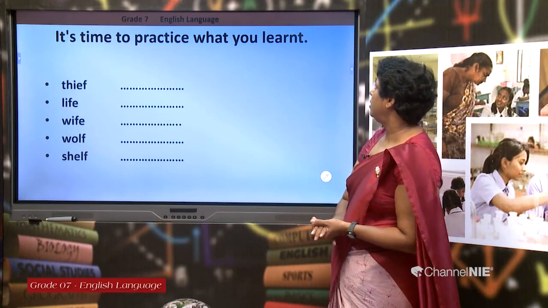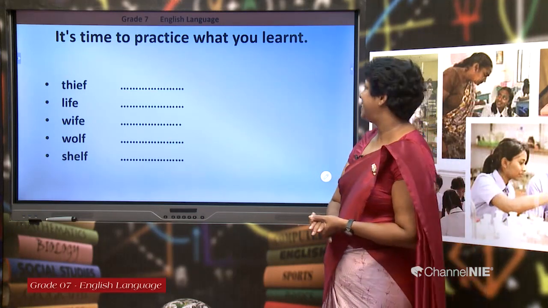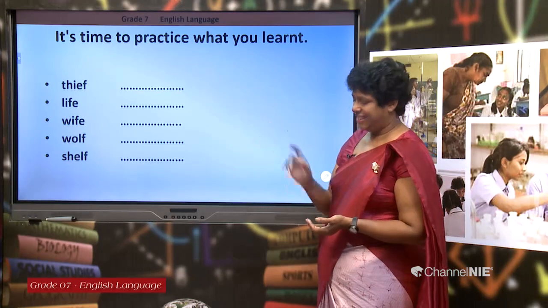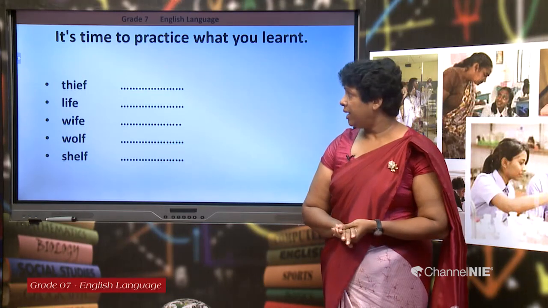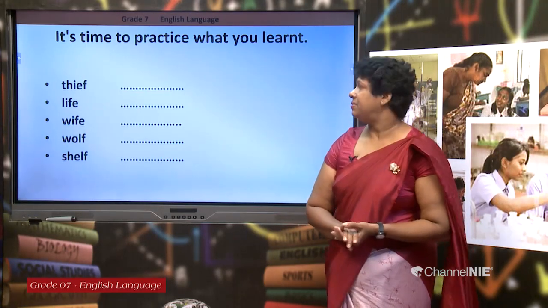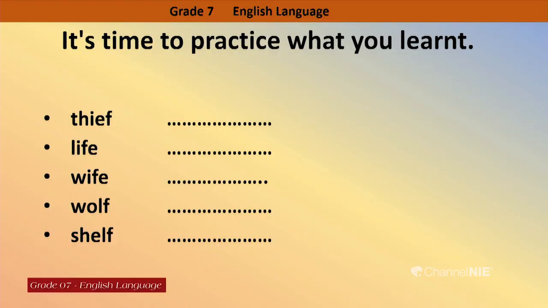It's time to practice what you have learnt. Okay? Now, there is a nice activity. The same rule you have to use here. The words are these: thief, life, wife, wolf, shelf. Thief and life, their F is before E. Wife, wolf, shelf. Now, it is time for you to write the plurals.